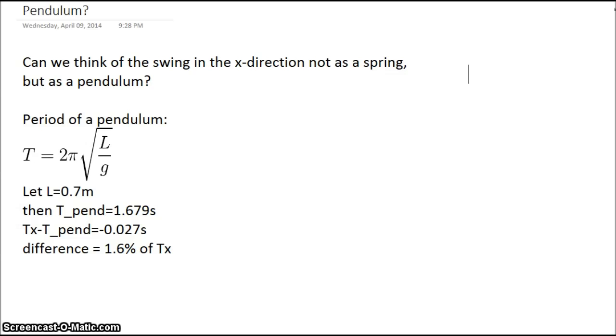This accuracy suggests that we need to think of the motion in the x direction and the motion in the y direction as being due to fundamentally different forces, or different types of motions. One is the motion of a pendulum, and the other the motion of a spring.